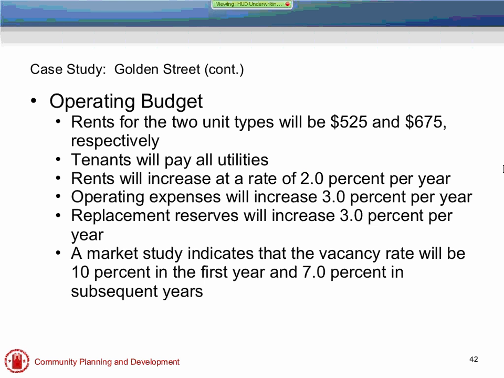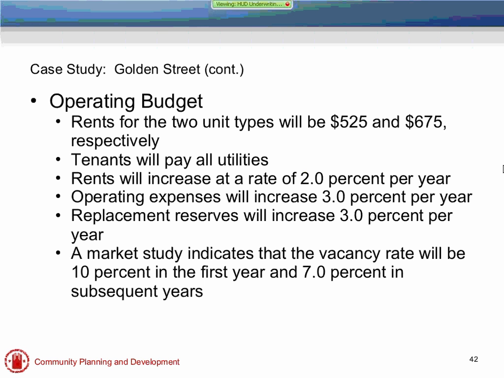So our operating budget, again on our day-to-day operations: the rents for the two unit types are $525 and $675 respectively. Tenants are responsible for all utilities. If you were looking at your pro forma, we would increase the rents at a rate of 2% each year. And then operating expenses, we would look at those increasing 3% each year.